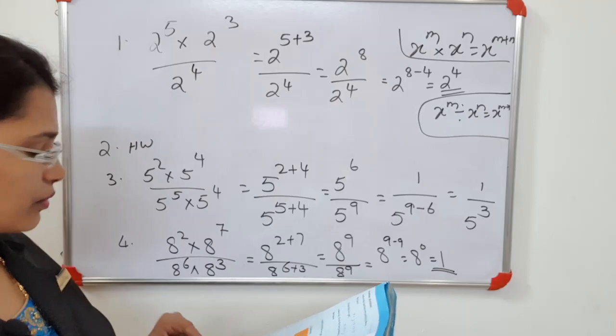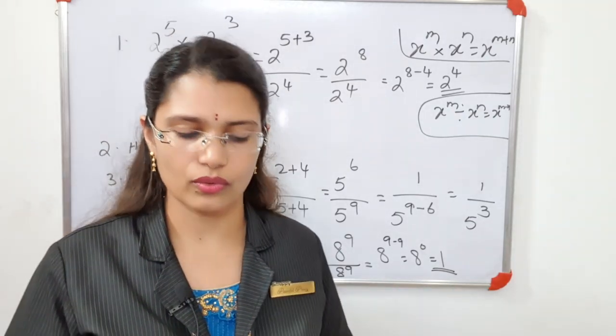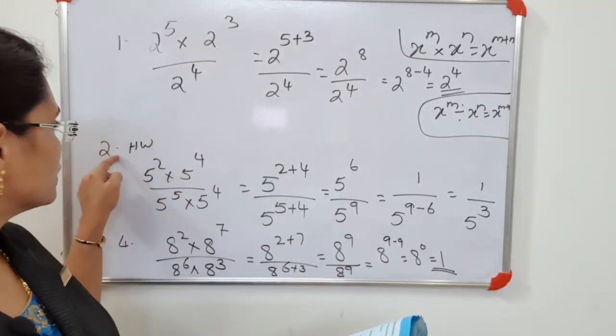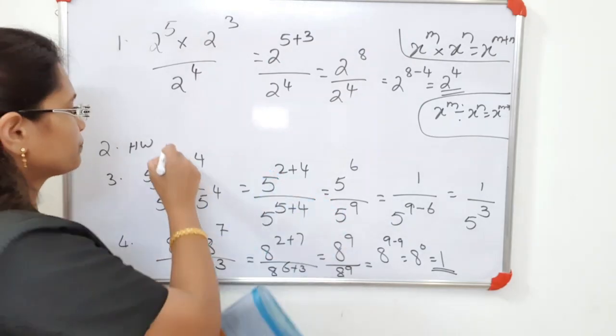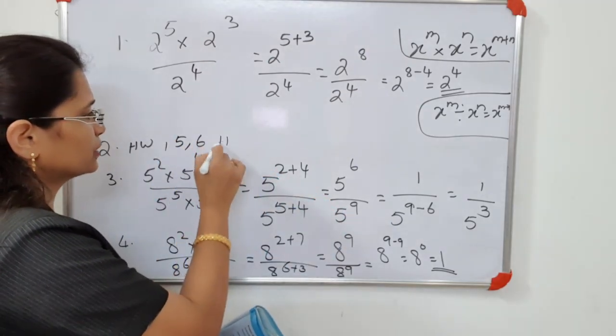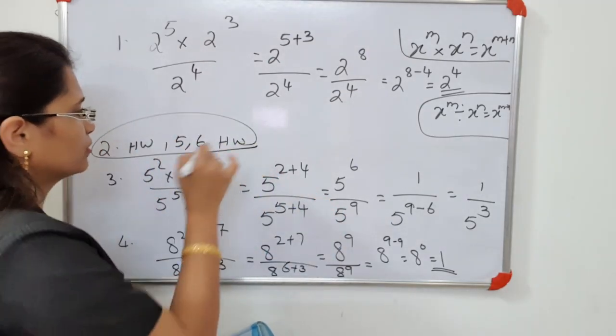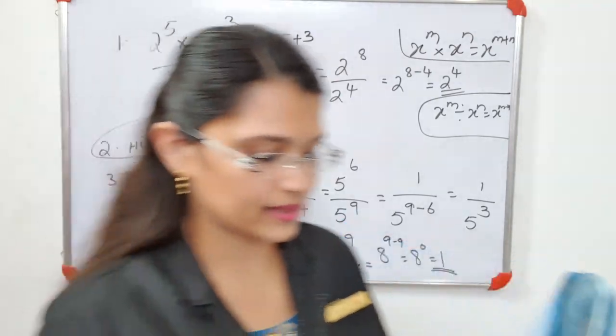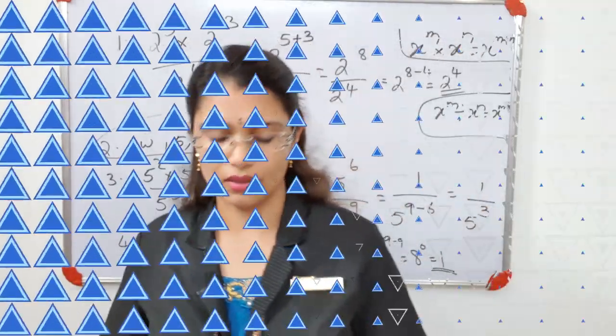Then the fifth and sixth questions also are homework. So the second question, fifth question and sixth question are homework. 2, 5, 6 are homeworks. Children, 4 more questions are there in this page.